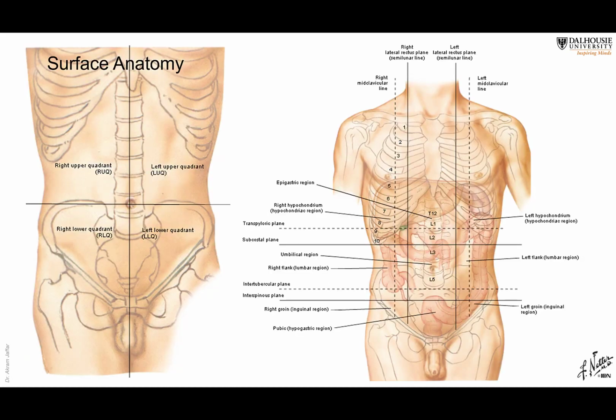Surface anatomy of the abdomen is important, and these are 2 ways of how to approach the surface anatomy of the abdomen. So either we divide the abdomen into 4 quadrants, and this is very easy, using a horizontal plane that passes through the umbilicus and a vertical plane in the midline. So we have right upper and left upper quadrant, because 4 quadrants, right lower and left lower quadrant.